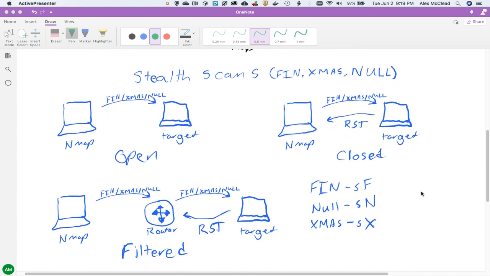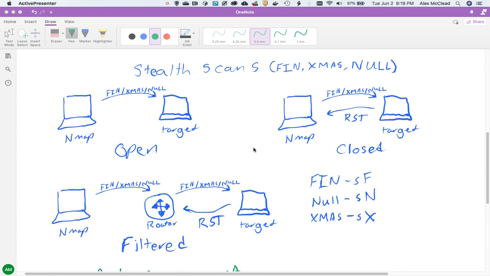Next up, we have stealth scans. Stealth scans are a category of scan. They consist of FIN, XMAS, and NULL scans. The reason why they're called stealth scans, if you remember from the other ones, we had a maximum of 3 or minimum of 2 with the SYN scans.